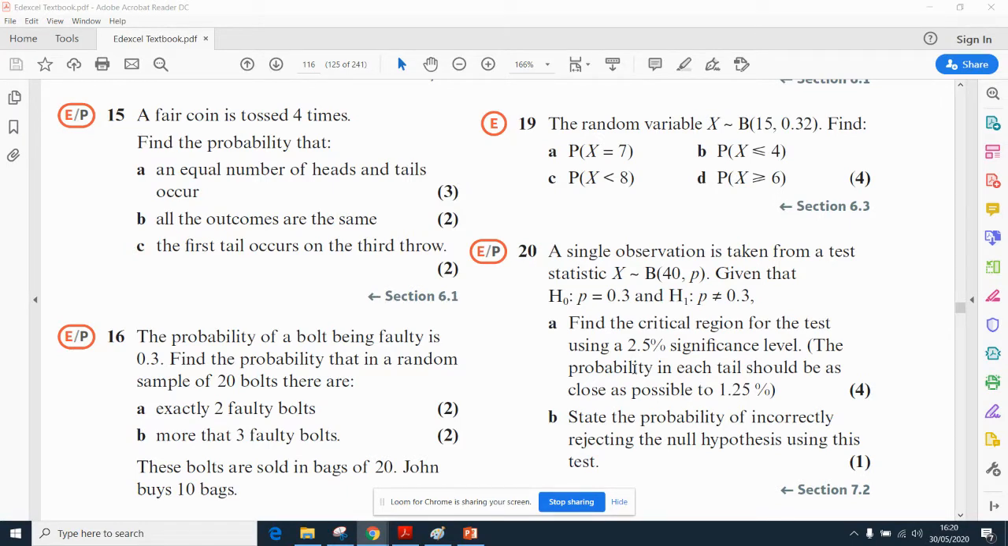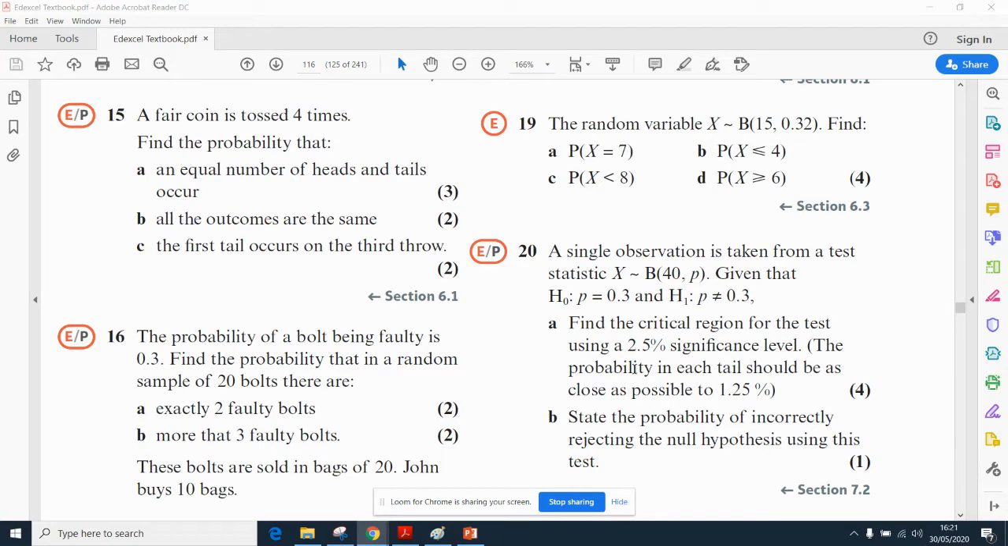Then part C, the first tail occurs on the 3rd throw. So that means that the first 2 must have been heads, and we don't care about the 4th one. It could be a head or a tail. So it's basically asking you what's the chance of getting head, head, tail: 1/2 times 1/2 times 1/2.